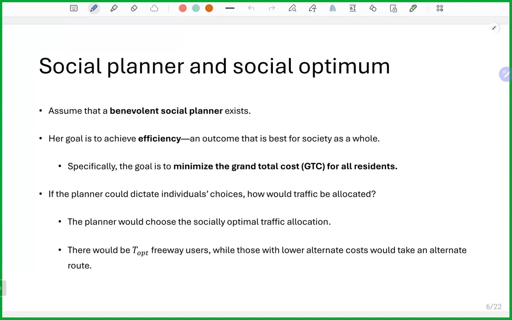In other words, the benevolent social planner will choose an outcome that would be optimal for the society as a whole. That's what the social planner would choose. The problem is that there is no such planner on earth. Even Kim Jong-un or the kings in the Joseon dynasty, there's no such planner. Why is it so?